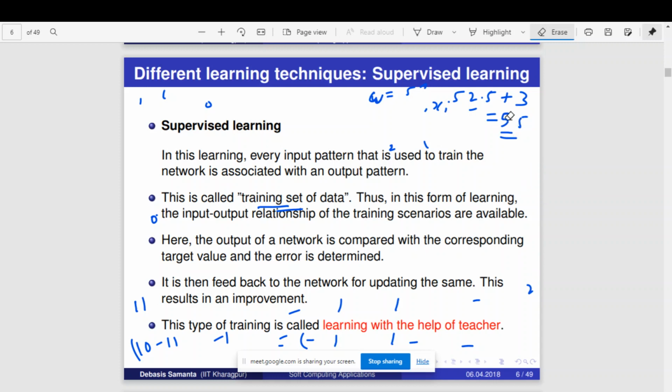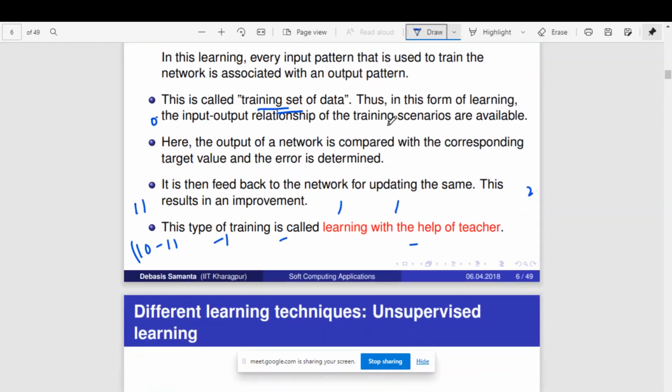If it is not correct, then the teacher will say that it is not correct. It is like this. Then you will understand how much it is wrong, and accordingly you will update yourself. The same thing is happening here. Somebody is supervising, somebody is guiding. Who is guiding? The actual output is guiding us, like how far we are away from the actual output. Based on that, the algorithm is learning. This type of algorithm is called supervised learning algorithms.